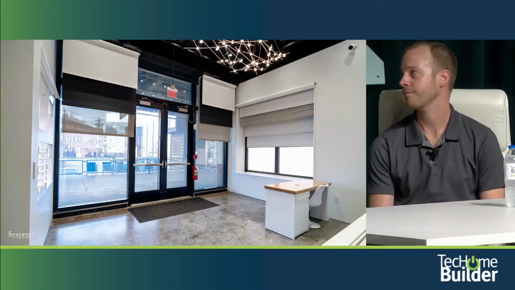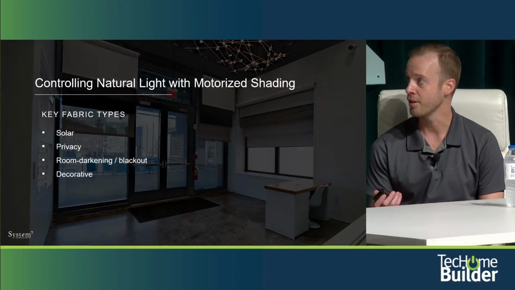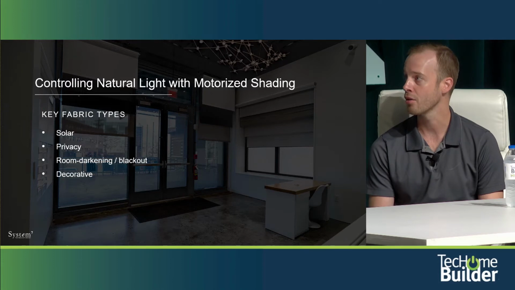So if we could switch to the PowerPoint, we're going to talk about natural light for a second. And the easiest way to deal with natural light is window treatments, right? What are the characteristics of window treatments that you need to look out for? Well, the big main categories are solar, privacy, room darkening and blackout, and decorative.